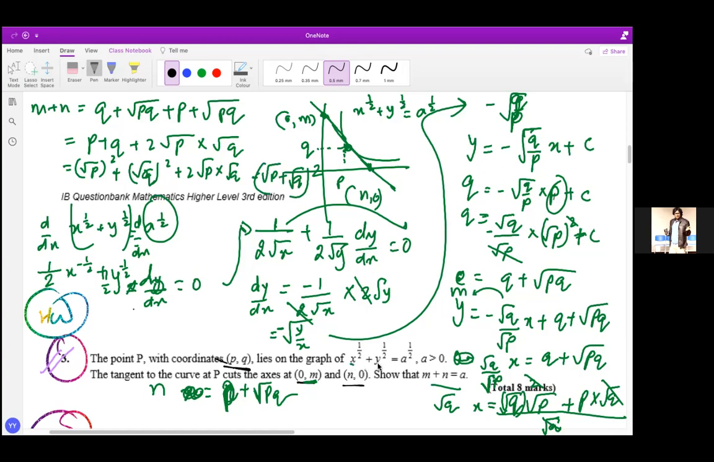Which is nothing but, if I plug in x as root p and y as root q, because it lies on the curve, I get that as a to the power half. So this is nothing but a to the power half, whole to the power 2, which is nothing but a. That's how you can see m plus n equals a in short here.